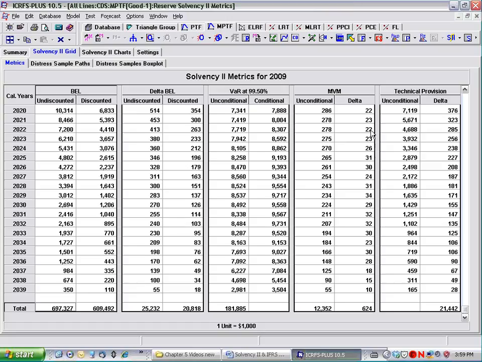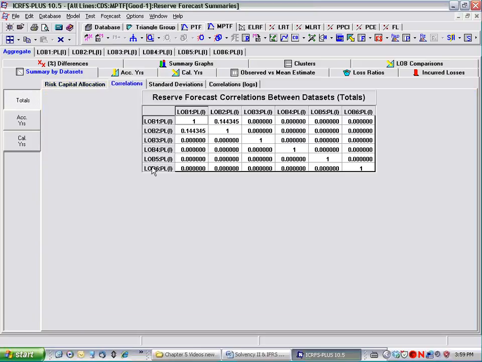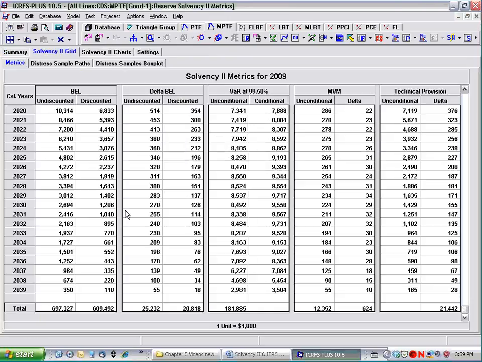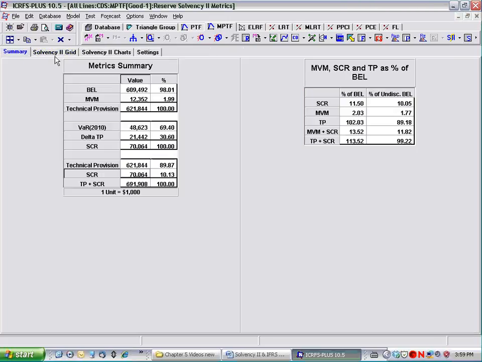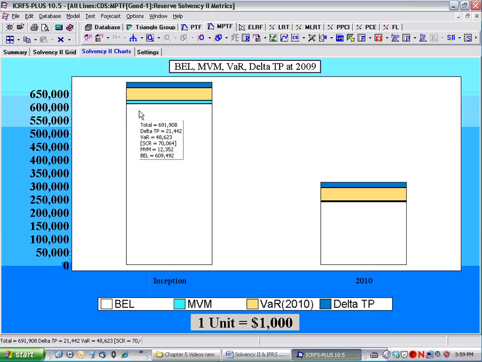Let's find out what the correlations are in the reserve distributions. Again, LRB comparisons, summary by data sets, correlations. Well, the LRB1, LRB2, the correlation is very small, all the other correlations are 0. You get a lot of risk diversification credit, and therefore the total capital at inception is about the same as the undiscounted reserves. Let's look at the charts. The total capital at inception is 691 million, and it's about the same as the undiscounted reserves. Thank you.